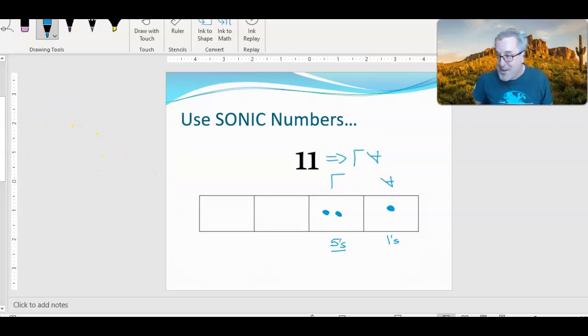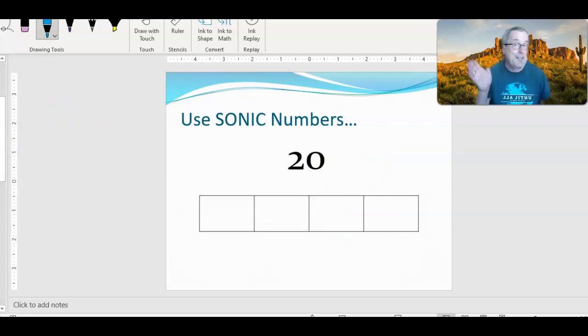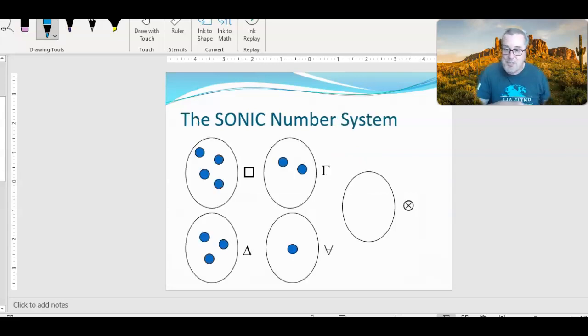Now, I hope you're getting it. Let's try. I think I have 2 more. Will you please try this one? Pause your video and try the number 20. What would the number 20 look like in the sonic number system where all we have are these 5 symbols, which means every time we get to 5 dots, we're going to bundle them and move them to a new place that has a new value? All right, pause, give it a shot.